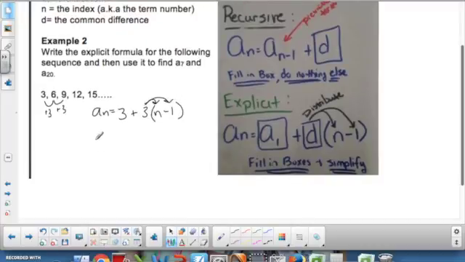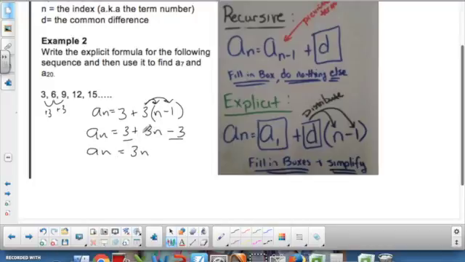Now I'm going to go ahead and simplify this a bit, which means I'm going to distribute that 3. So a sub n equals 3 plus 3 times n, which is 3n. 3 times negative 1 is negative 3. And then I can combine like terms if I want. So 3 plus negative 3 is 0. So all I have left is 3n. So I've got a sub n equals 3n.